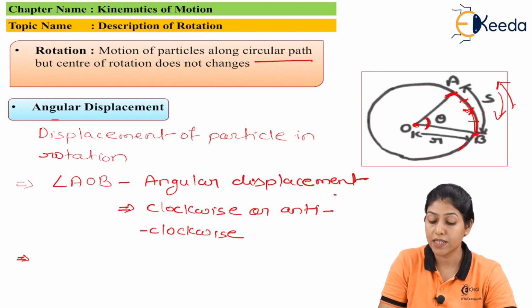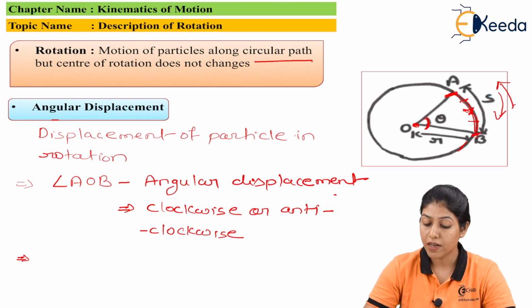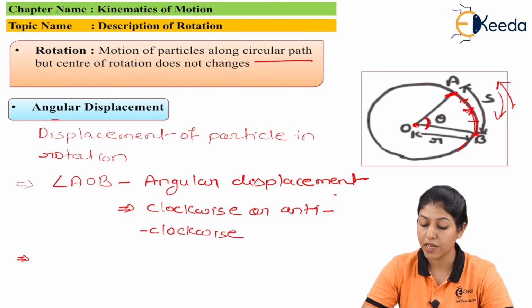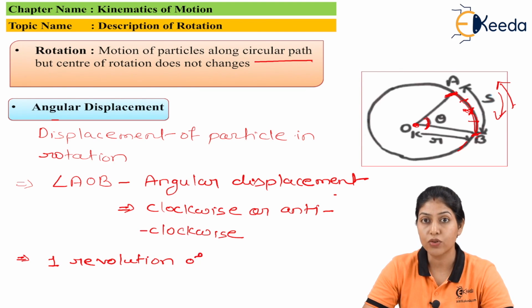Now if we consider that this particle is completing the whole circle, or completing the periphery of the circle, and it is returning to its original position, this term is generally called a revolution. So when the particle starts from point A and comes back to its original position A, this represents one revolution of the particle.